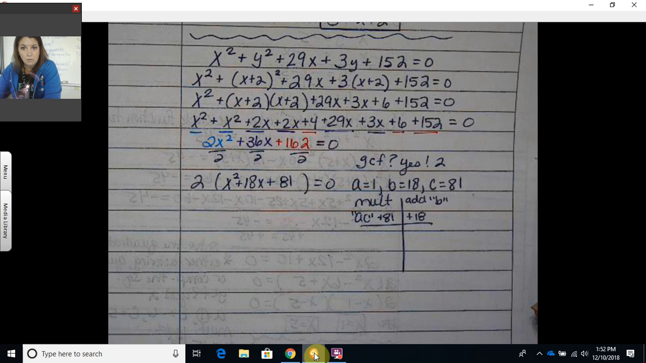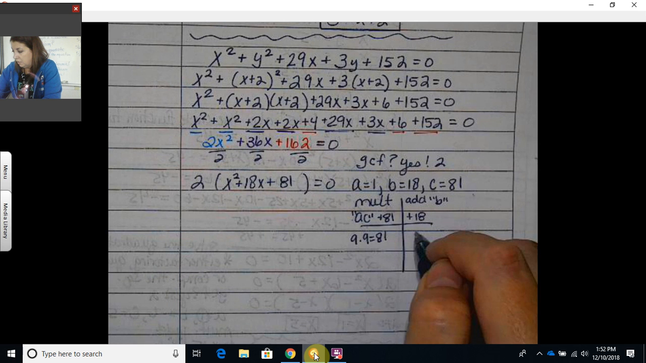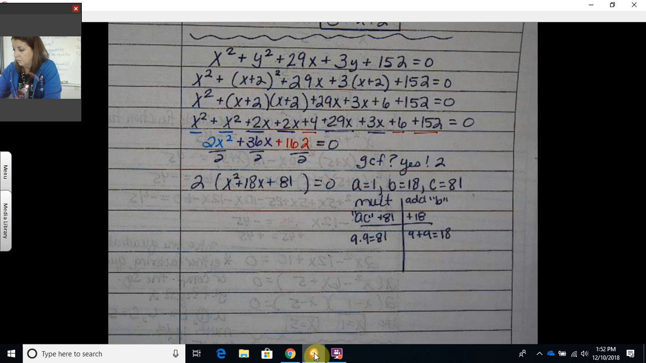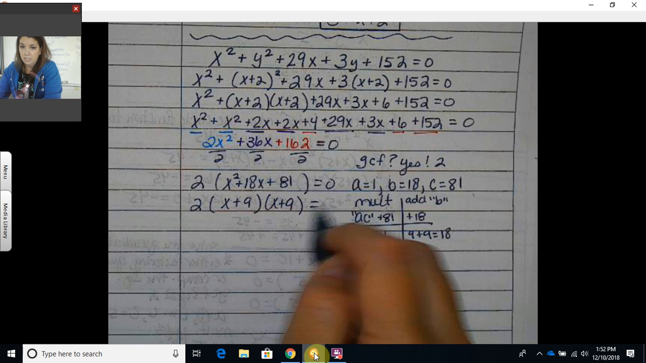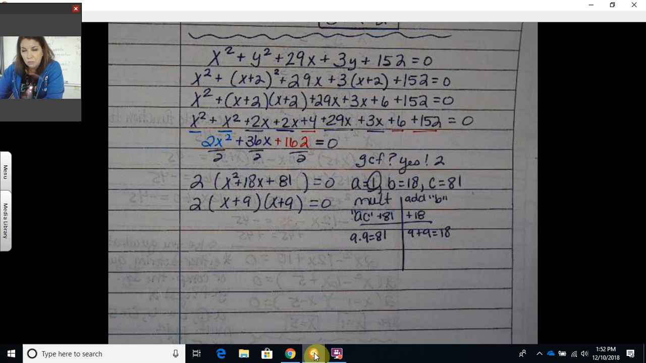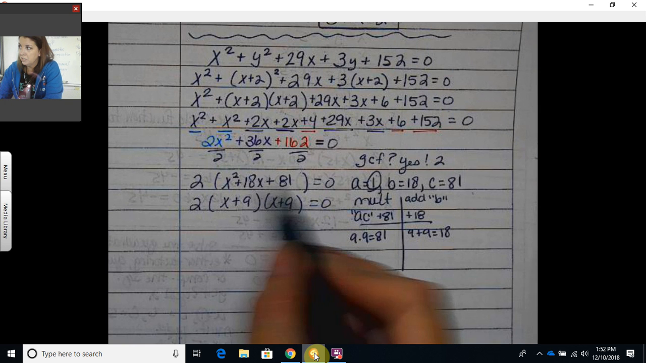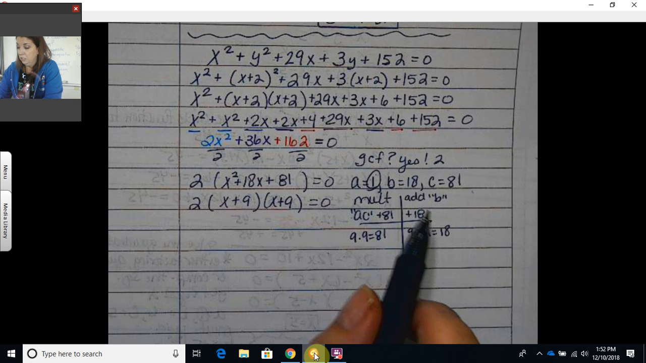Any ideas? Alright, let's try it. 9 times 9 is 81. 9 plus 9 is 18. That works. So I've got 2 times x plus 9 times x plus 9 equals 0. Do I need to divide and slide? No, because A is a 1. So I have two identical factors. What does that tell me about what the quadratic was that we started with? It is going to be a tangent line. That is very true. We know that because we're going to get one solution, right?